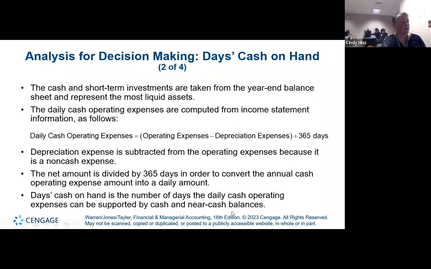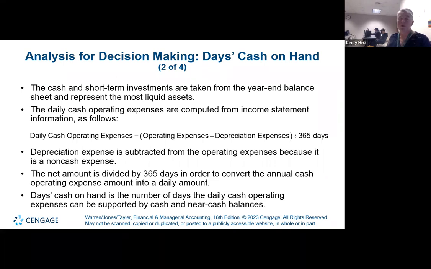Okay, so let's go ahead to our exercise. Oh, before we get there, in the middle of this slide is the calculation for daily cash operating expenses. Not all of our operating expenses are in cash. We talked about depreciation in chapter 3. We'll talk about that more in depth in chapter 9, but depreciation is not a cash expense. It's not something we pay.